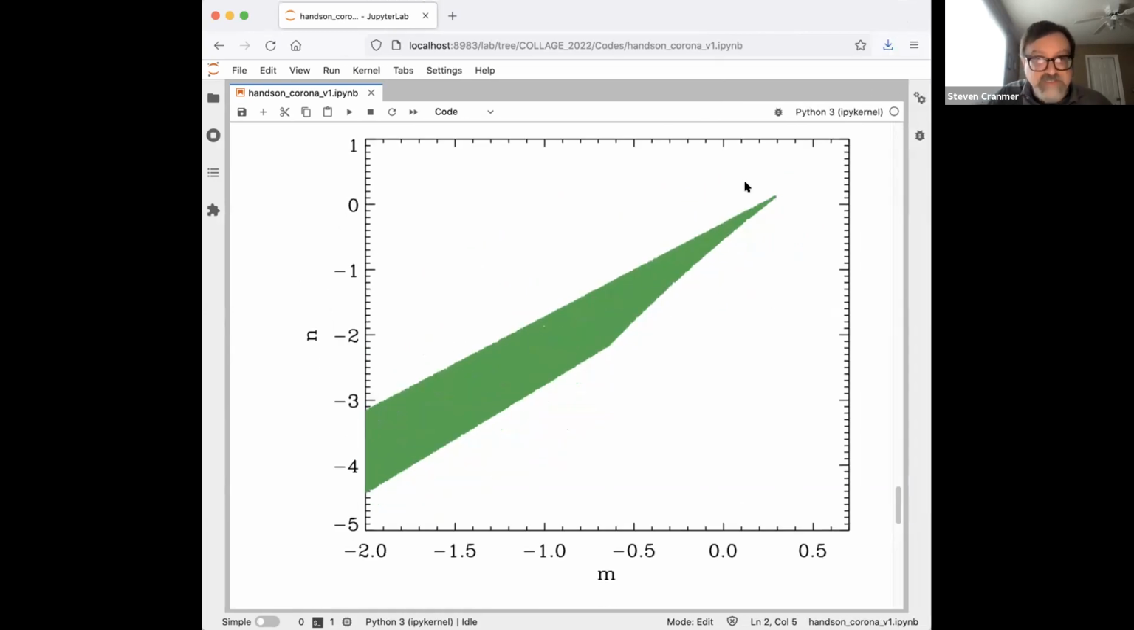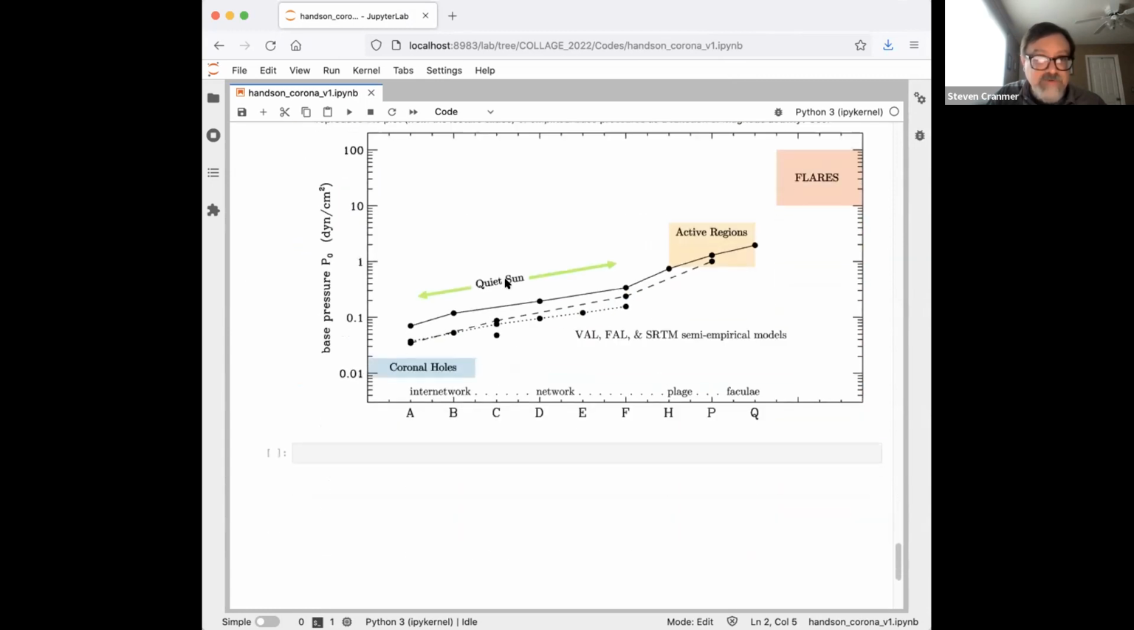Yeah, so this green region is the region of m and n space where I found that all three of those above conditions actually hold. And yeah, 0, 0 is just a little bit out of it, right? But these other values are.